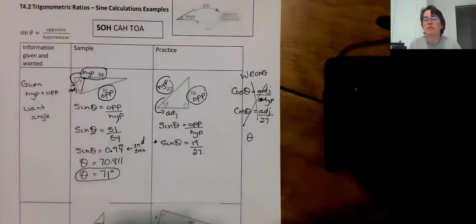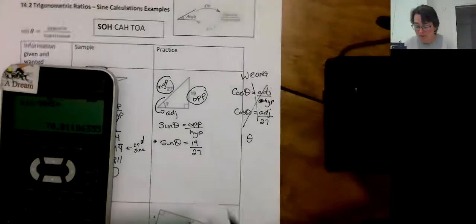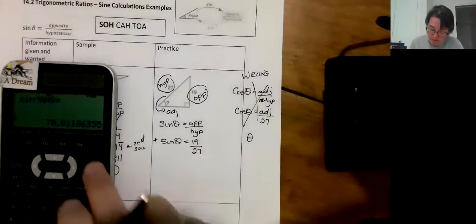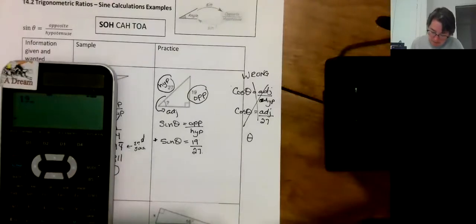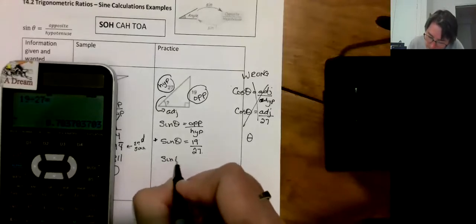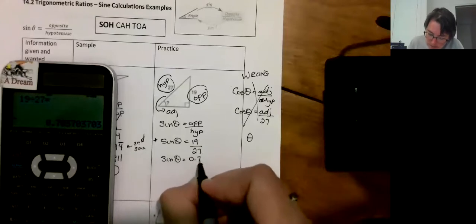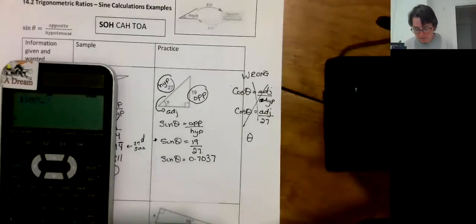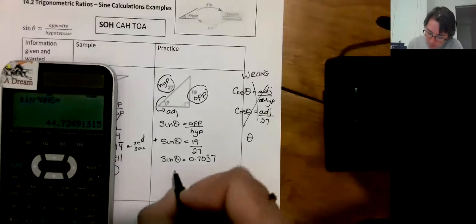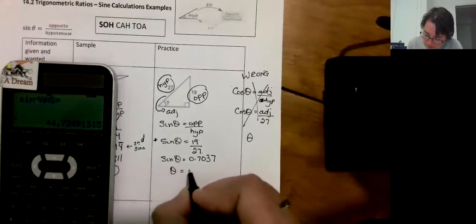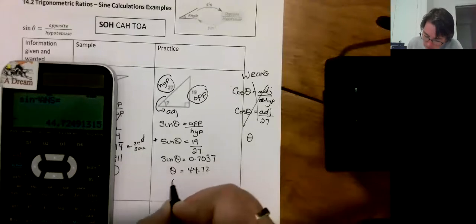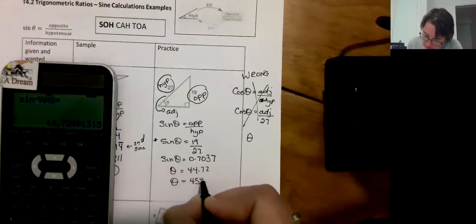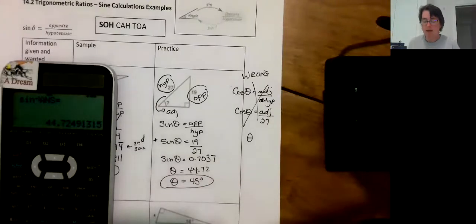Either you don't have the right formula, you didn't label things right, or often you just punched it in your calculator backwards. So remember, top number goes in first. So I go 19 divided by 27. So sine theta is 0.7037. And then I can do second and sine, and for me equals, and it will give me my angle. So theta is equal to 44.72, or theta is equal to 45 degrees. And circle my answer. And there we go.